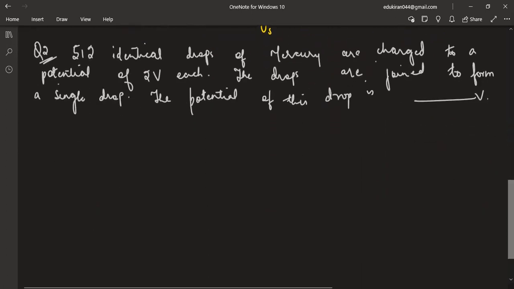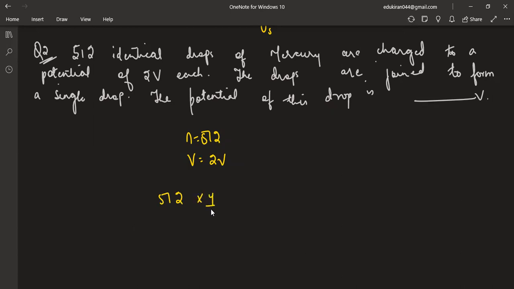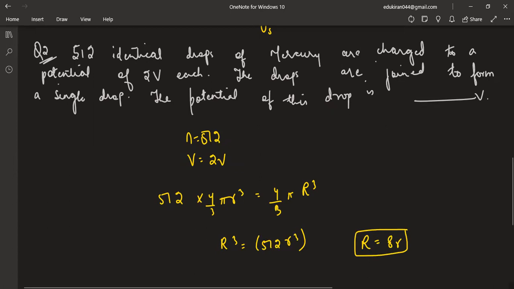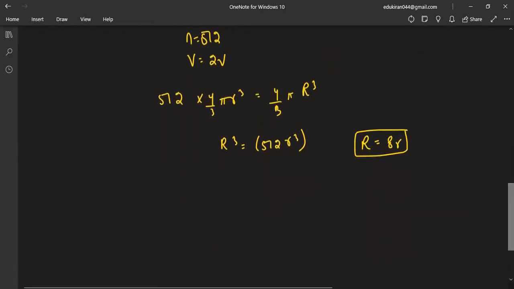So what will be the relation? N is equal to 512 this time, and voltage is given as 2 volt. Now it means 512 into 4 by 3 pi r cube, that was the smaller drop, is equal to 4 by 3 pi R cube. I'm writing capital R for the bigger drop. So R cube will be equal to 512 small r cube, right? So R will be equal to 8 times r.